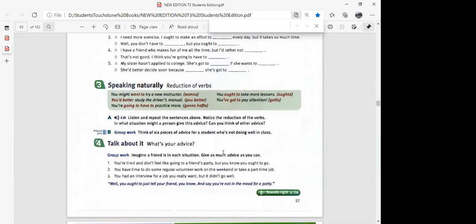And then we have the last one, that's speaking naturally, reduction of verbs. I was talking about this, like ahora. You gotta pay attention. Wanna, the saying I use wanna a lot. I want to, I wanna do it, I wanna go, etc. Please pay attention to this pronunciation.